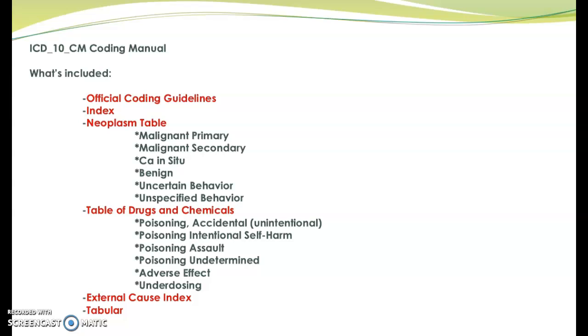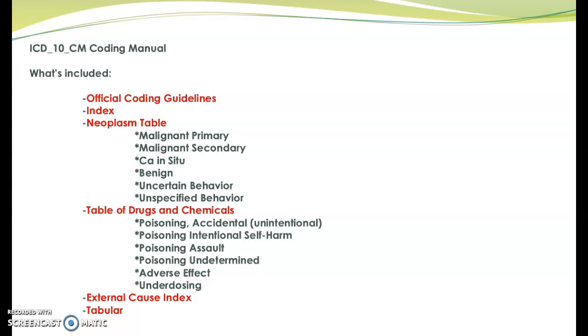The third section is the table of drug and chemicals. This section consists of different substances which are broken down into 6 categories: poisoning accidental (unintentional), poisoning intentional self-harm, poisoning assault, poisoning undetermined, adverse effect, and underdosing. The fourth section is the external cause index. This is where external causes of injuries can be found.